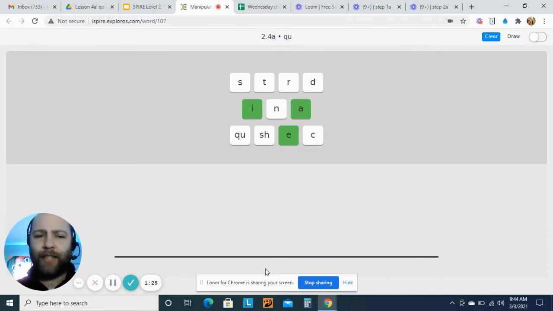What letter matches with that sound? That's right, it's the S. All right, what about the second sound? Kw. Now you should know what that is. That's right, it's the QU. QU makes the kw sound. So we're going to pull that one down as well.